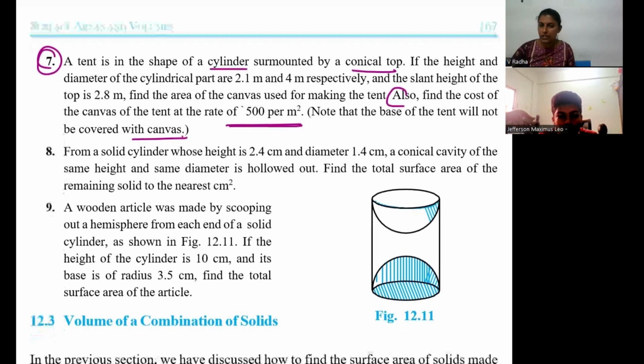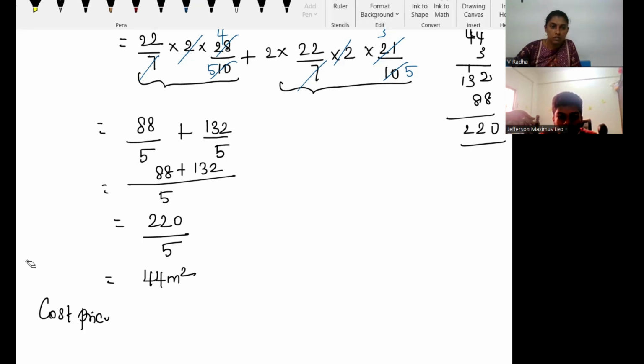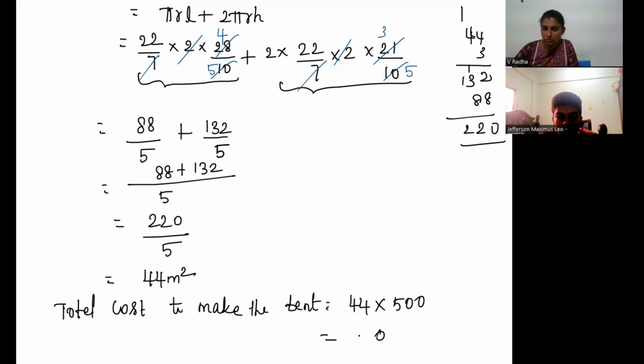That is the question. So next work is what? Just multiply our answer. So 44 into 500. So 22,000. Very good. Total cost to make the tent is equal to 44 times 500. These two zeros added, it is 22,000 rupees.